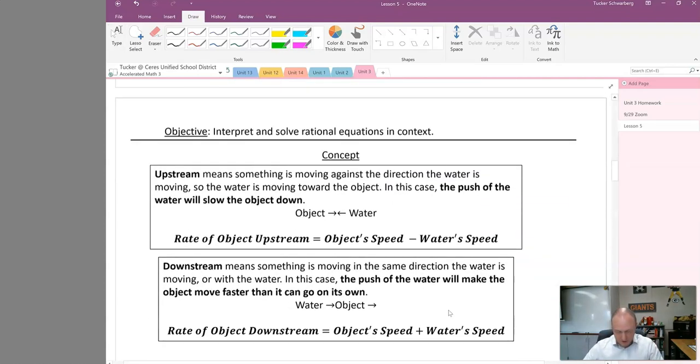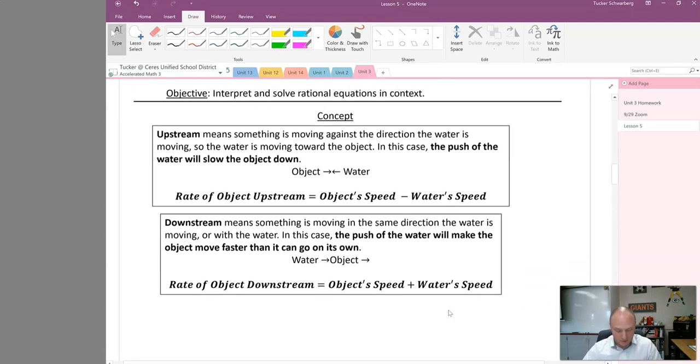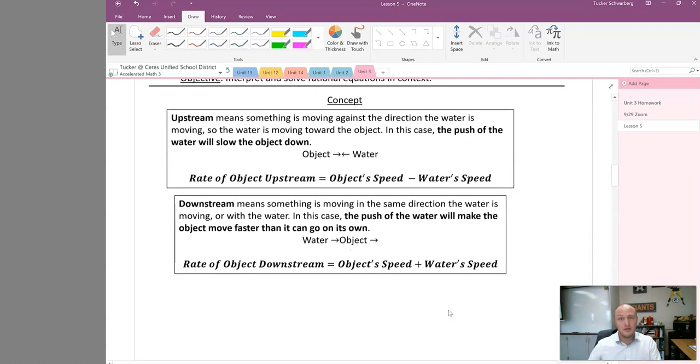Okay, so before we look at a problem 2, there's something else we need to talk about, just some conceptual understanding. We're going to be working with objects in water, and generally when an object is in a river or a stream, the water is going to be flowing one direction. So I just wanted to define, what does it mean to be going upstream? When you go upstream, you're working against the direction of the water.